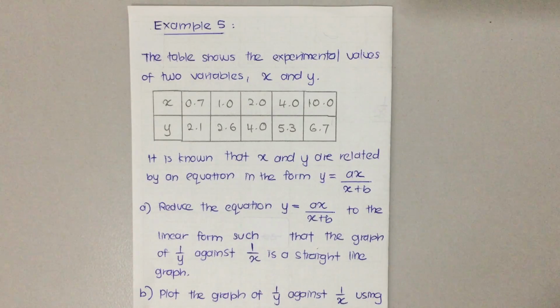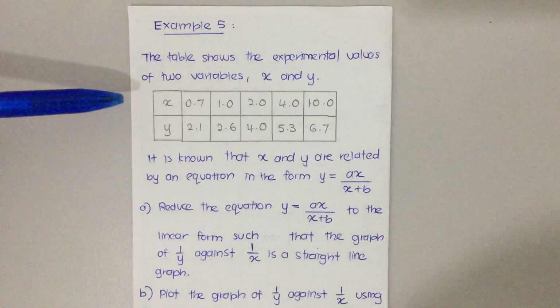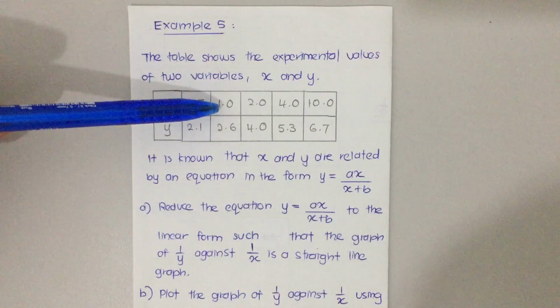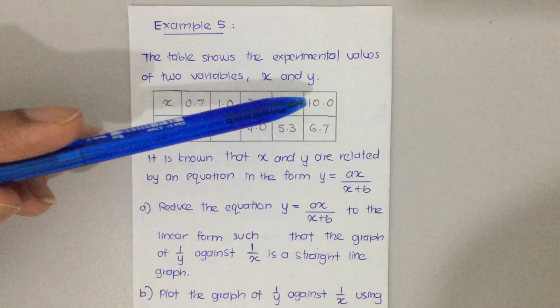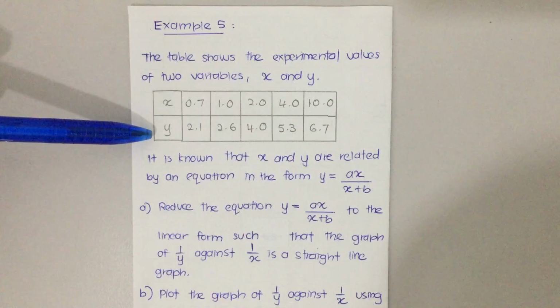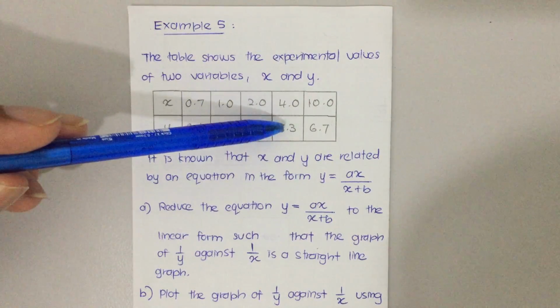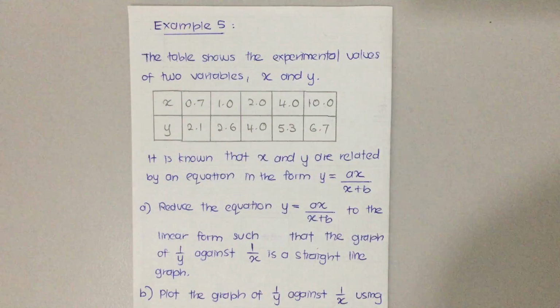Alright guys, without further delay, let's jump to the question now. The table shows the experimental values of two variables x and y, as you can see. So x and y, the two variables 0.7, 1.0, 2.0, 4.0 and 10.0, whereas for the value of y 2.1, 2.6, 4.0, 5.3 and 6.7.